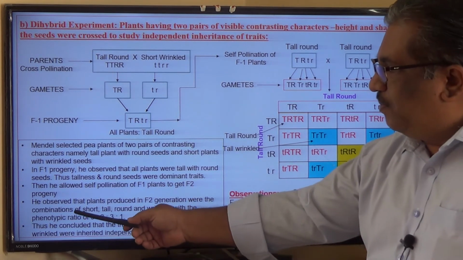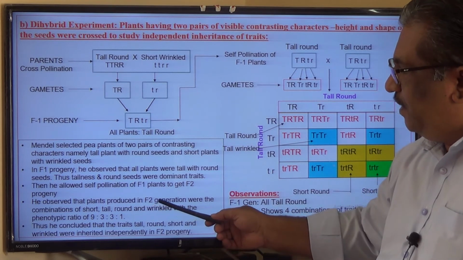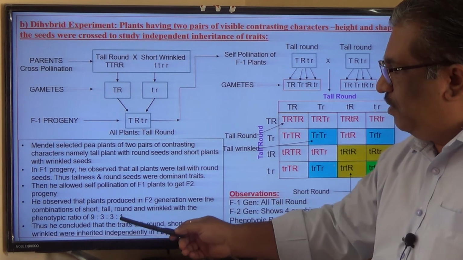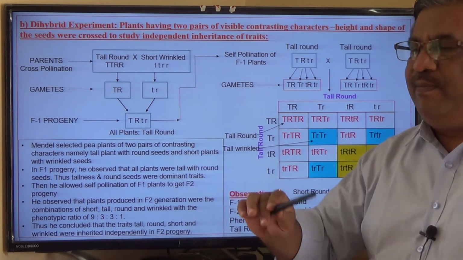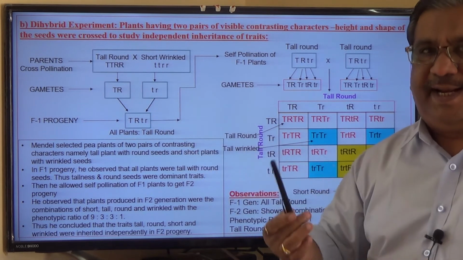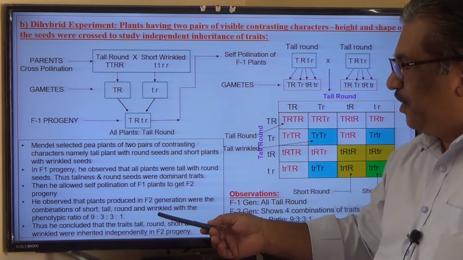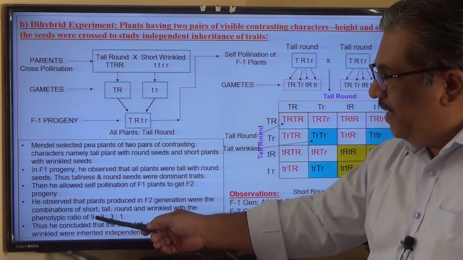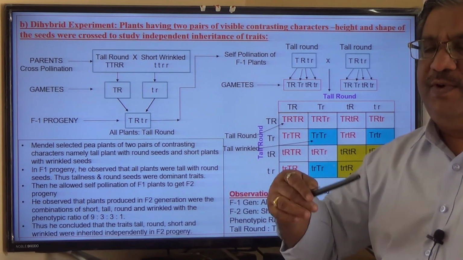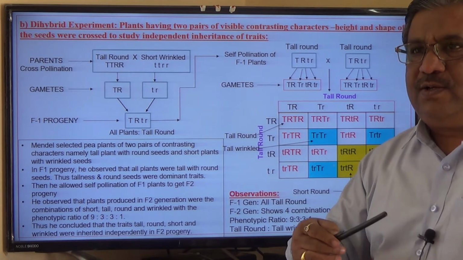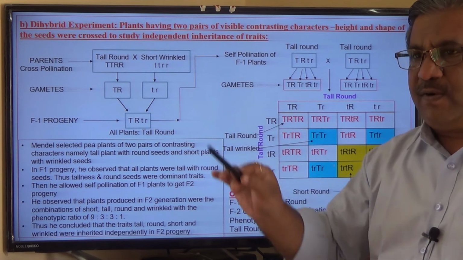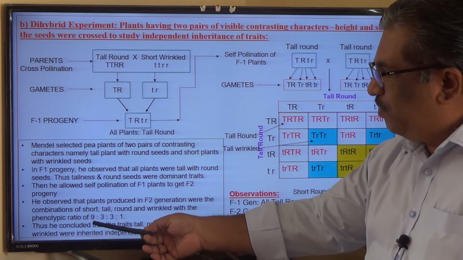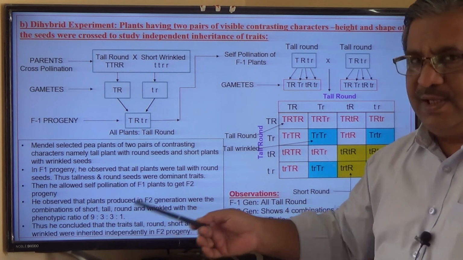Next, he allowed the self-pollination of F1 generation plants to get F2 generation plants. Surprisingly, he observed that plants produced in the F2 generation were the combinations of short, tall, round and wrinkled, meaning combination of all these independent four traits were observed in the second progeny in the ratio of 9:3:3:1. So what do 9, 3, 3 and 1 represent? Which visible traits do they represent? We will come to know only after drawing the Punnett square. Later in the Punnett square, we will see this phenotypic ratio 9:3:3:1.